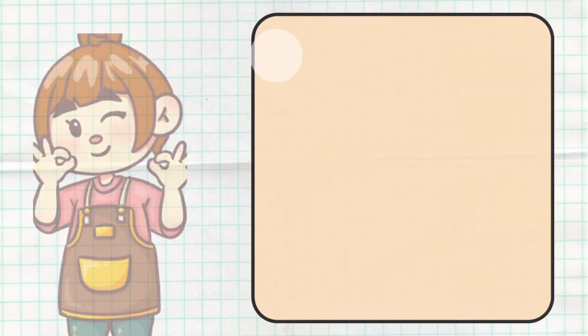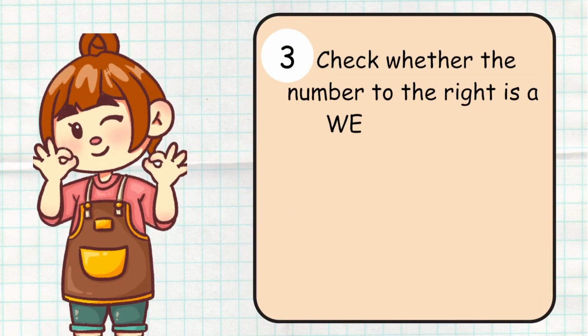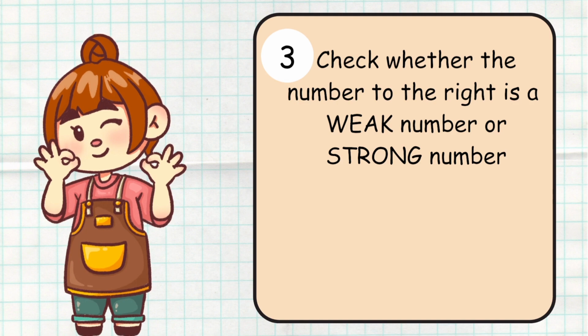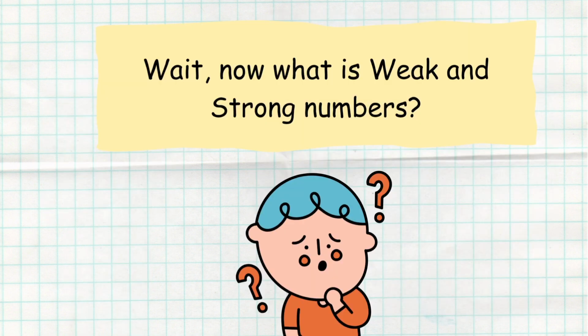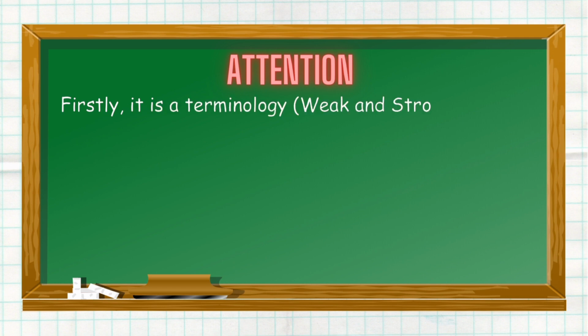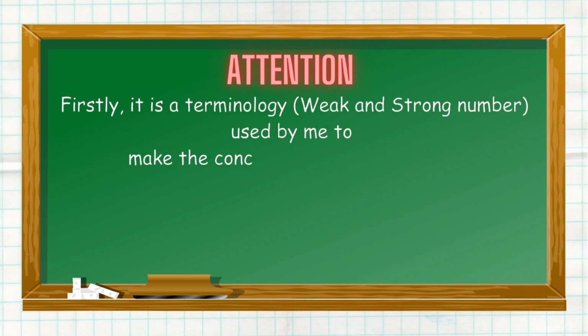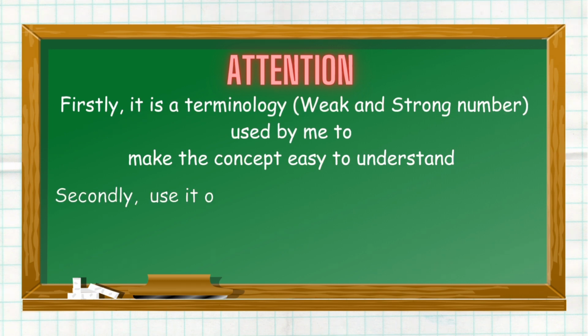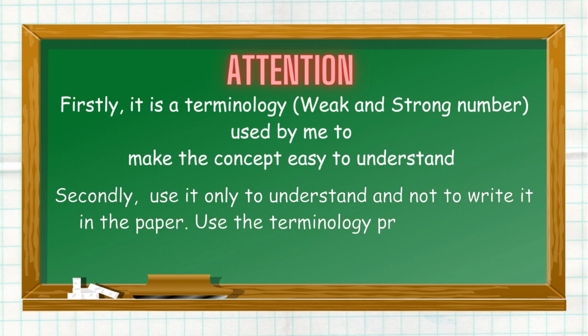Step 3. Check whether the number to the right is a weak number or a strong number. Wait, now what is a weak and strong number? Attention. Firstly, weak and strong number is a terminology used by me to make the concept easy to understand. And secondly, use it only to understand and not to write in the paper. Use the terminology present in your textbook.